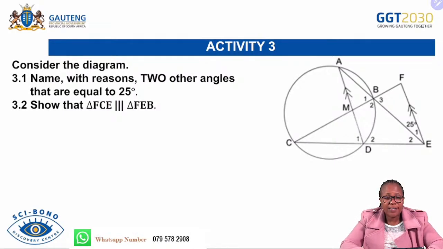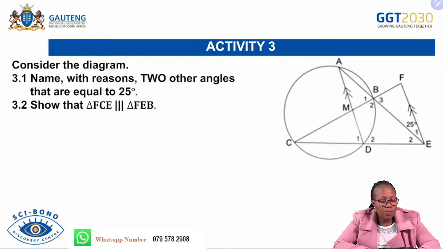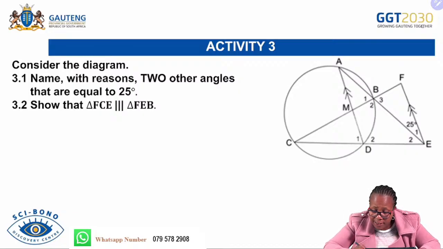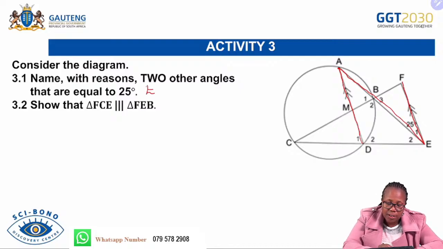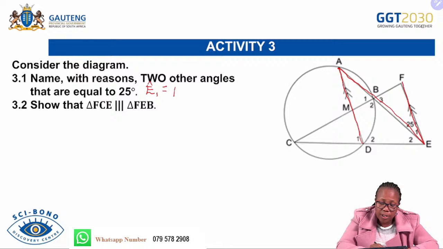Okay, grade 12. Let's see how much you have collected. Consider the diagram given to you on the right hand side. The first question says: name with reasons two other angles that are equal to 25 degrees. I hope now, grade 12, you are familiar with this. Can you see those parallel lines? Yes, now they are forming that Z shape that we were talking about earlier on. Therefore, this is creating alternate angles. Therefore, angle E1 will be equal to angle A, which is equal to 25 degrees.